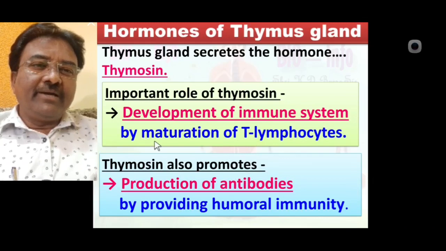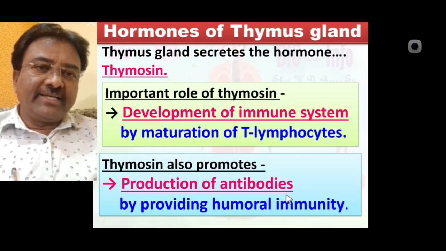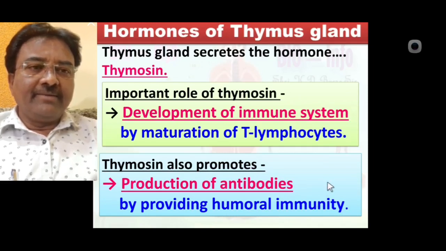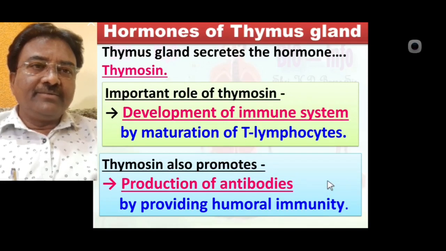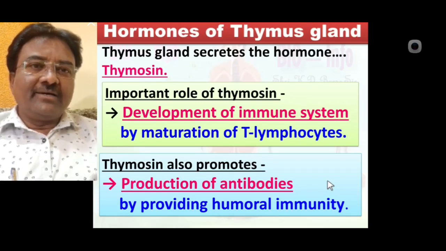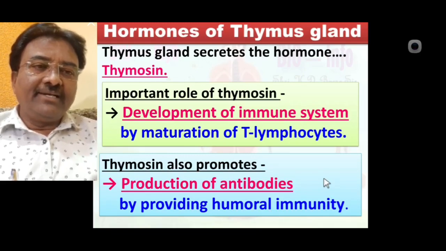Development of the immune system by maturation of T lymphocytes, and second, production of antibodies by providing humoral immunity. So these two roles are most important for thymosin secreted by the thymus gland. Up to this we discussed in detail the thymus gland, its location, structure, hormone, and role and function of the hormone of the thymus gland.